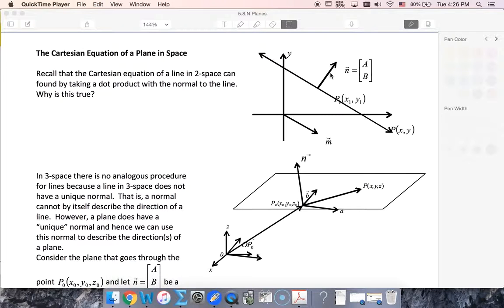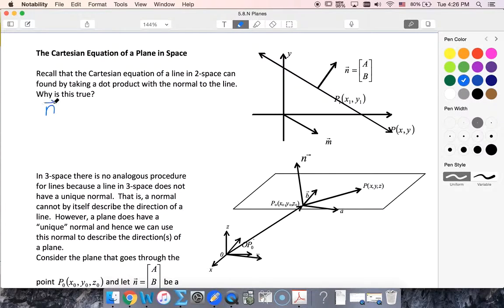So I know that this vector n is going to be perpendicular to the direction of my line. So we know that n dot m will be equal to 0. Well, m is also my known point to any point on the line. So vector m is some multiple of my POP vector. So POP is going to be x minus x naught, y minus y naught.